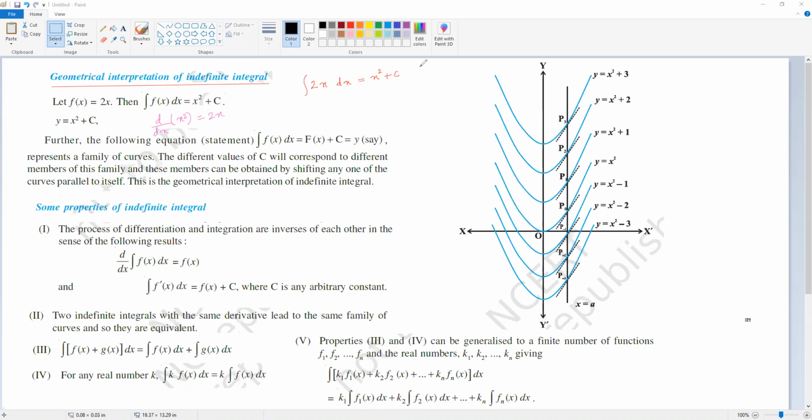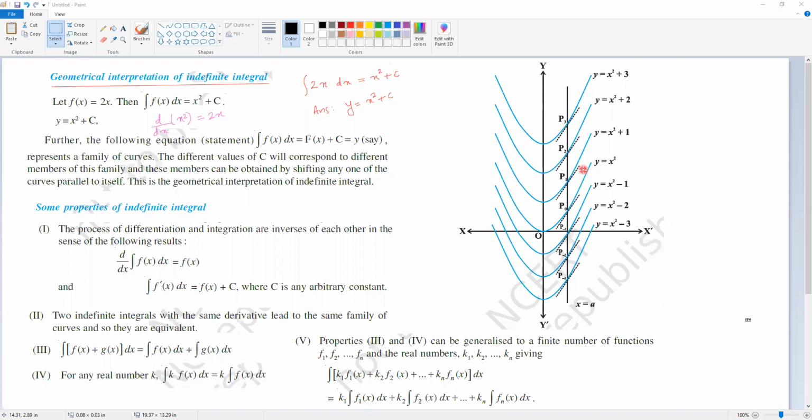So your answer is the function y is equal to x square plus c. So c can take any value. You can see that y is equal to x square. This is the graph. It's a parabola passing through the origin like this.